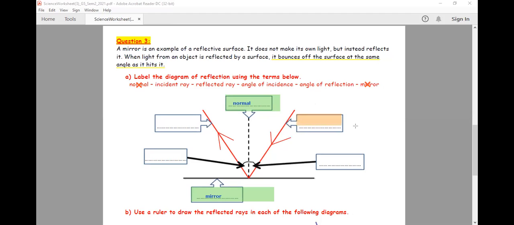So which was like that? What is this? Reflected ray. It's the one coming down. Incident ray. And what is this? Incident ray. And what is this? Angle of incidence. Okay. What is this? Reflected ray. And this? Angle of reflection. Okay. This is one. I will erase these.